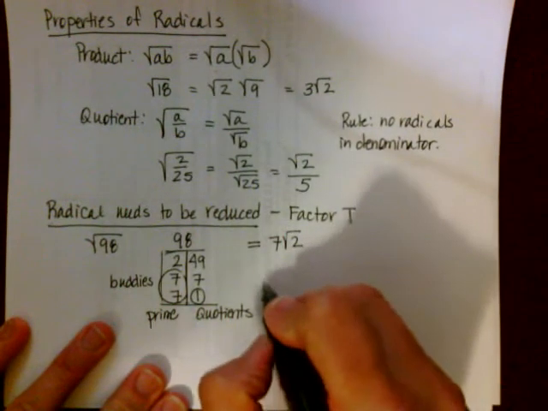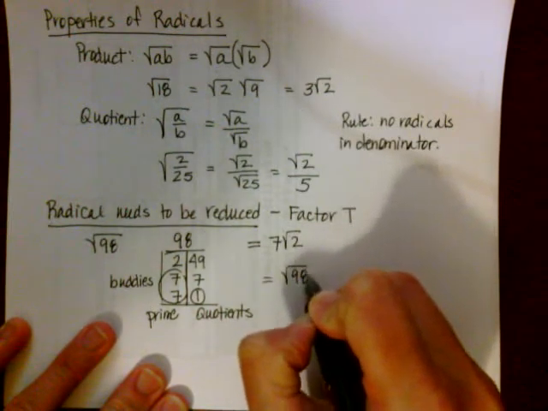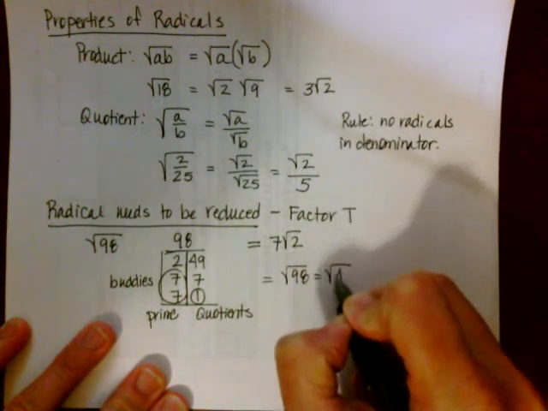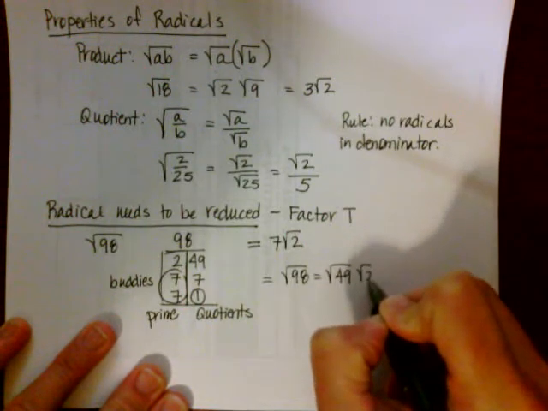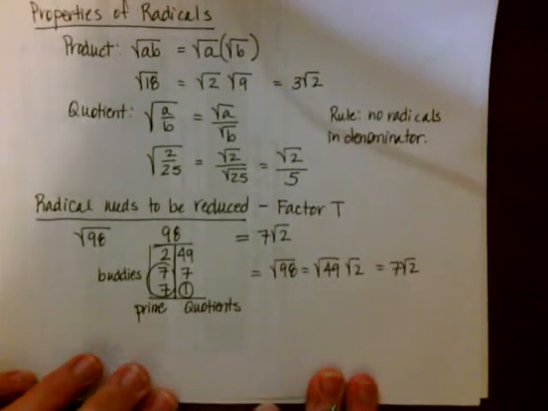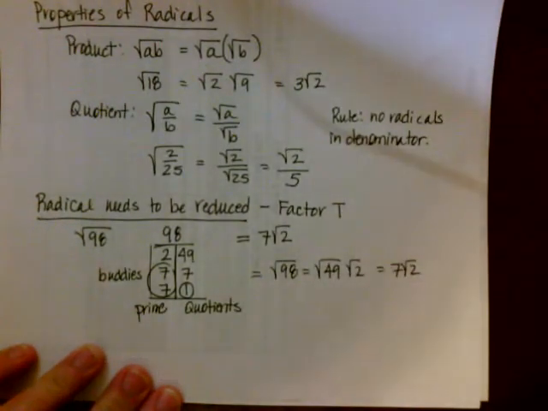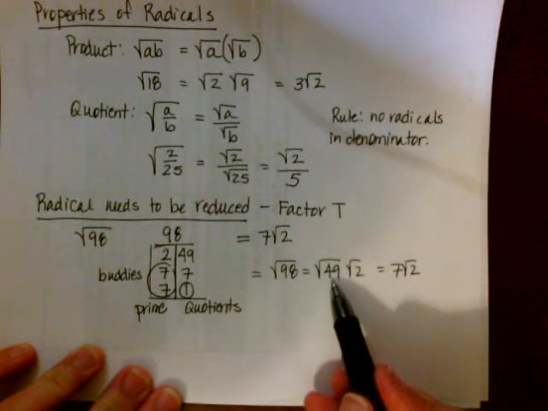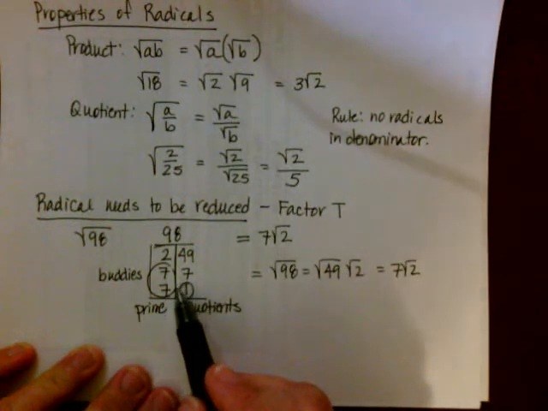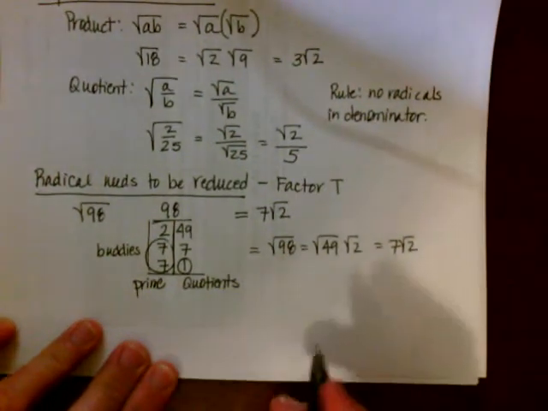I could also have done this by doing the square root of 98 is equal to 49 times 2, and that's 7 radical 2. The problem is sometimes I don't know what the factors are that give me the perfect squares. This is a very quick and efficient method, and that's how I reduce my radicals.